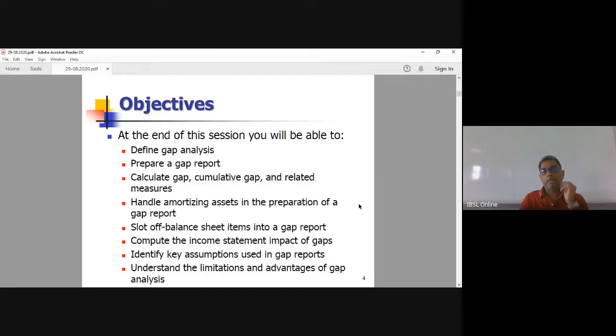So we are in slide 4 now. As you said, at the end of this, you'll be able to define what a gap is, prepare reports, calculate where the gaps are, look at how you compute the income from it, and how you assess different products that the bank does, and how that impacts the different reports that you will have to look at if you are looking at this area.